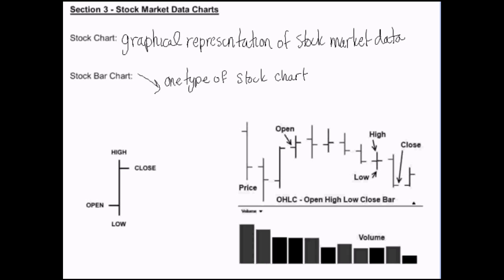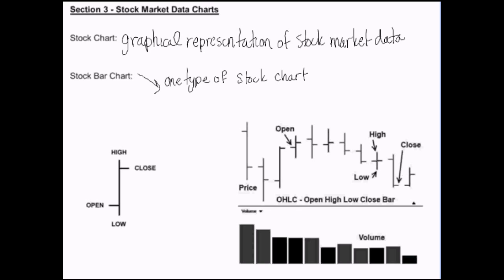If you want to know how the stock was doing throughout individual days as well, a graph like this is going to be better because this is called the stock bar. And it has the main chunk, the main line down the center, and the top of it is the high and the bottom of it is the low. Makes sense, right?